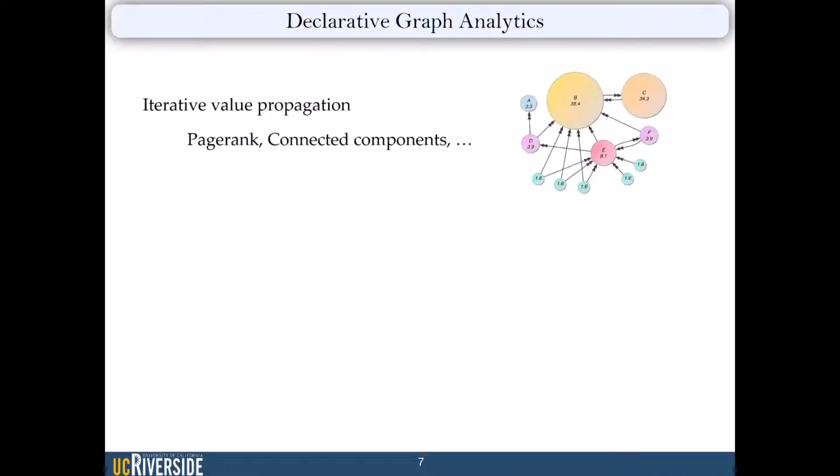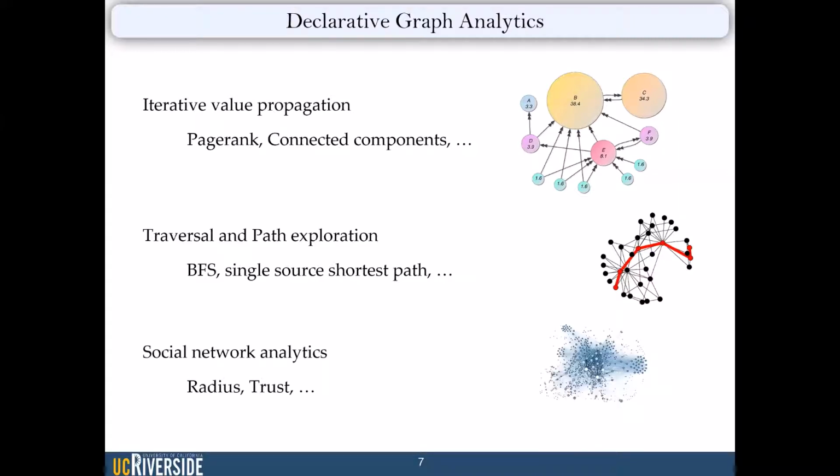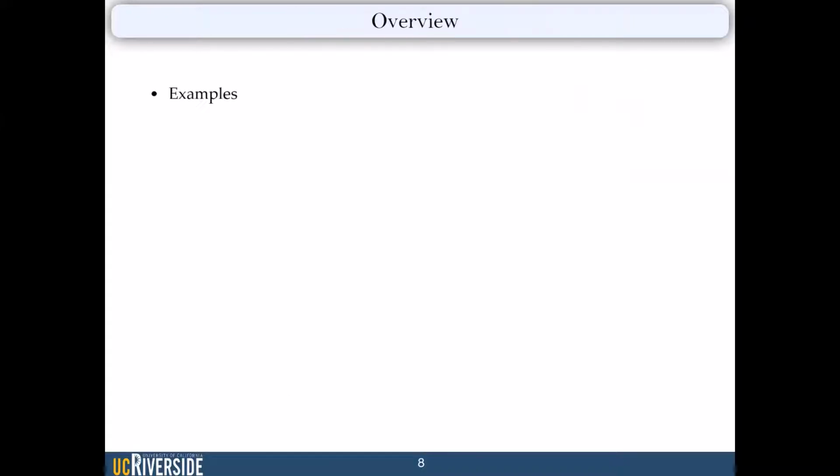Grafs supports different classes of graph analytics. First are problems that iteratively calculate values for each vertex, such as Google's PageRank or connected components. Second are traversal and path exploration problems, such as BFS and single source shortest path. And finally, social network analytics use cases, such as calculating radius of a social network or finding trust circle of a user. Generally, these are the algorithms that reduce values over paths, hence we call them path-based graph analytics.